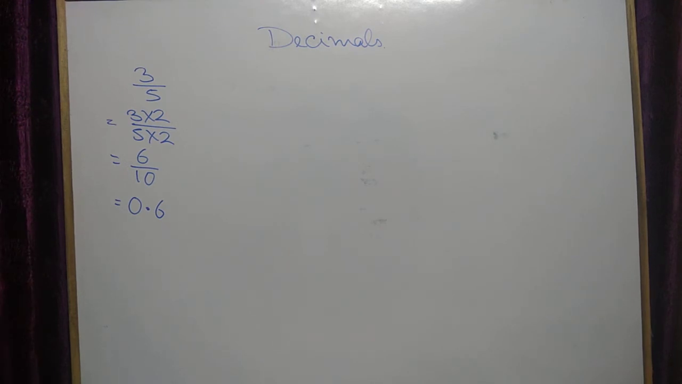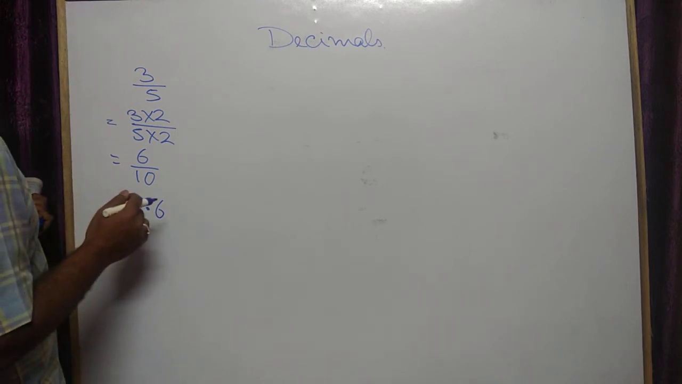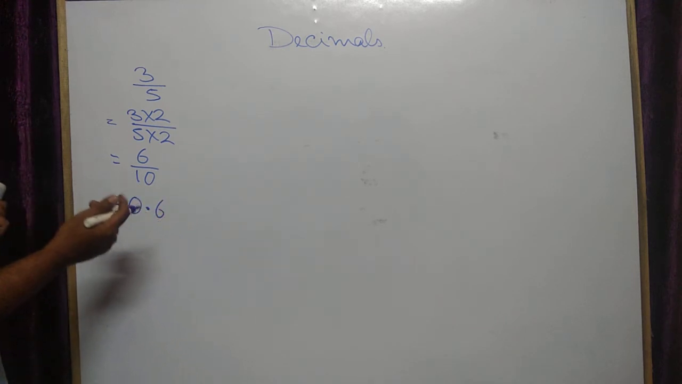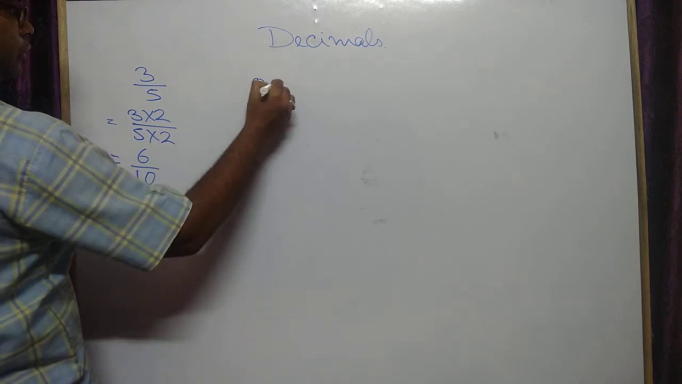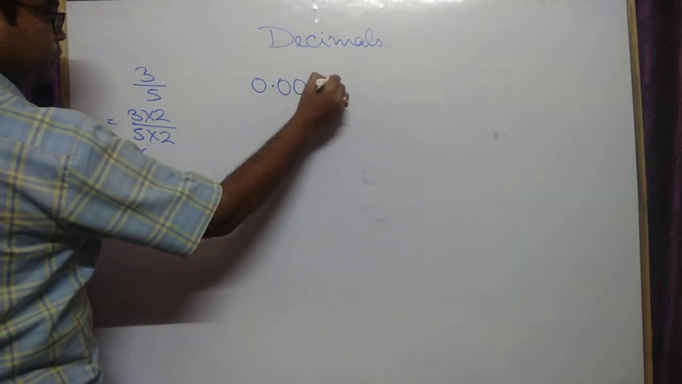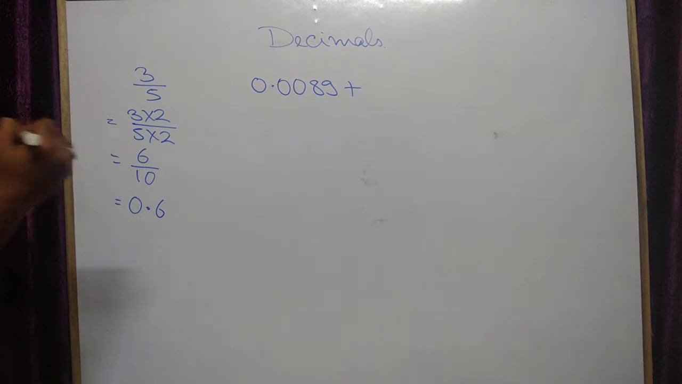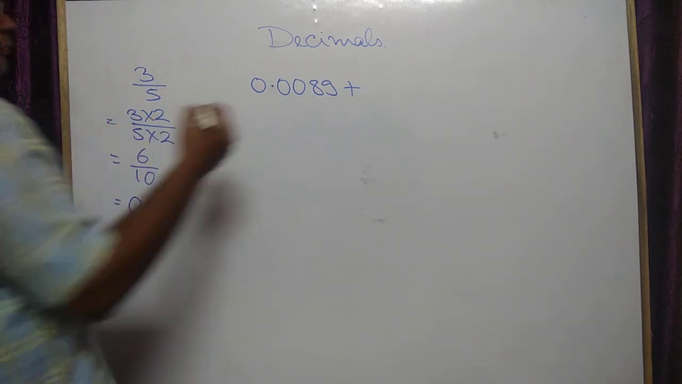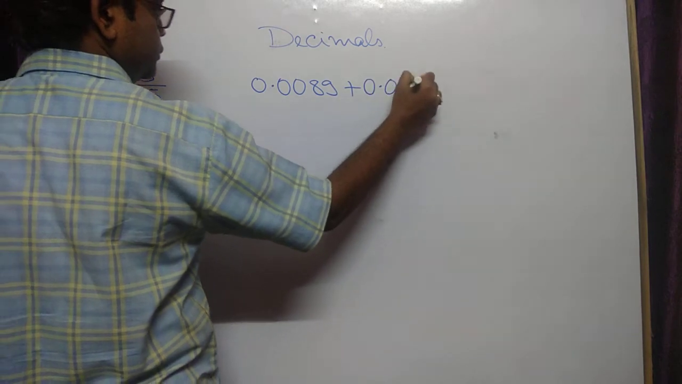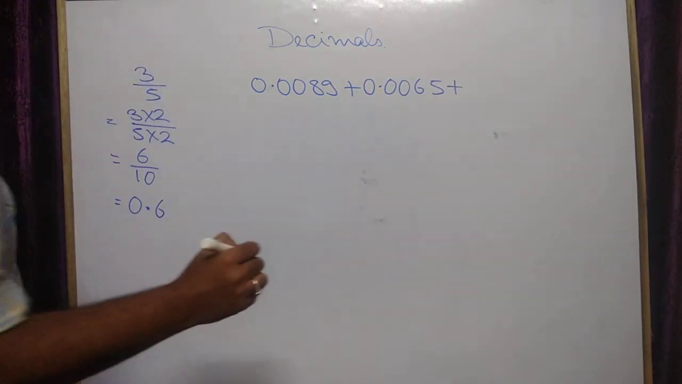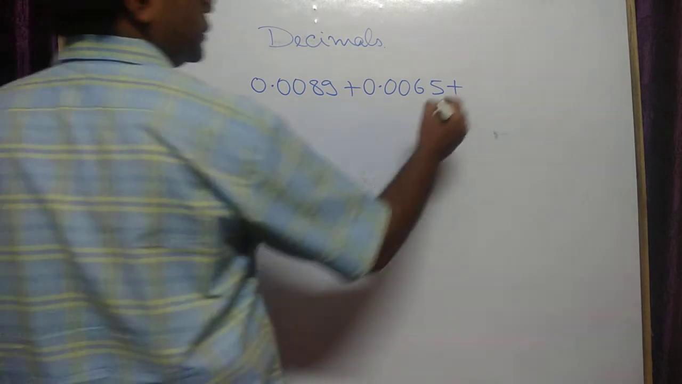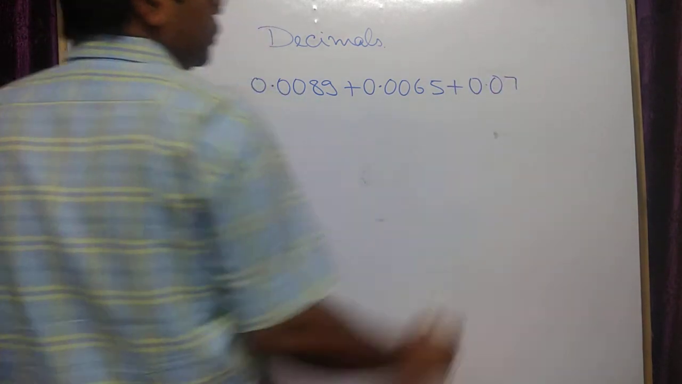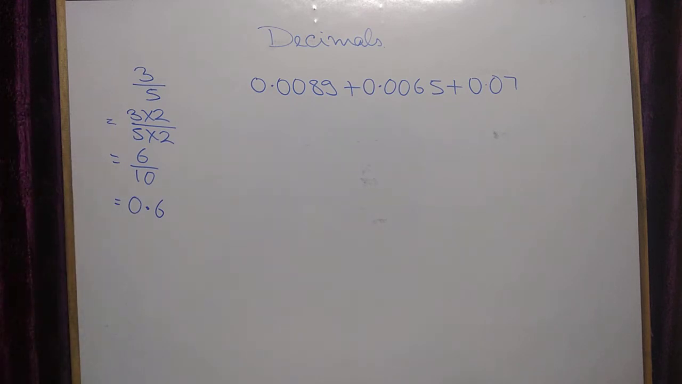Now operations: how do we add? For addition, always remember, I'm using a very simple question. Add 0.0089 plus 0.0065 plus 0.07. If you have any confusion, you can message me or comment in the comment section.